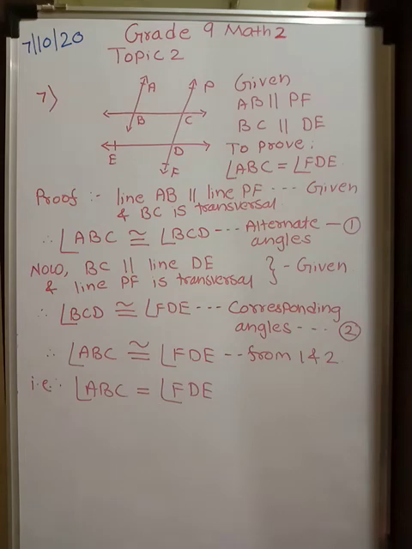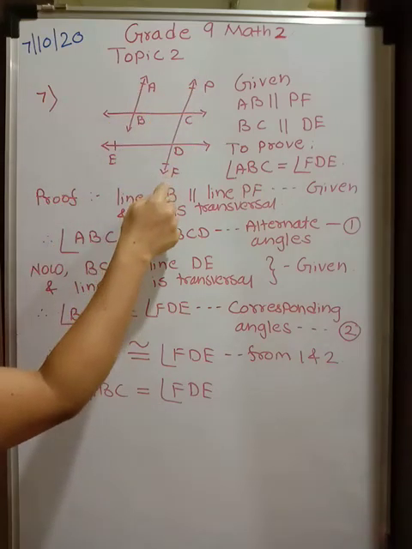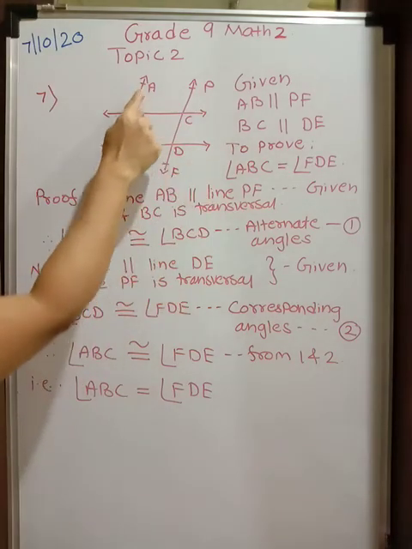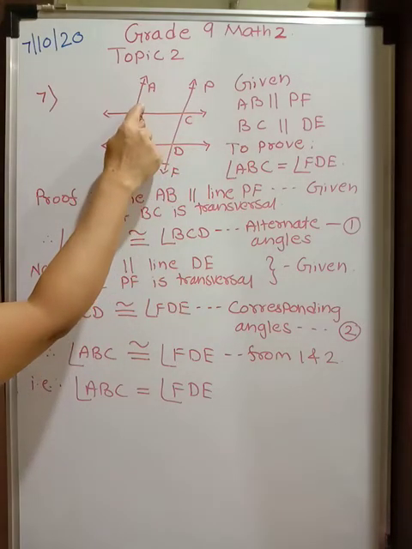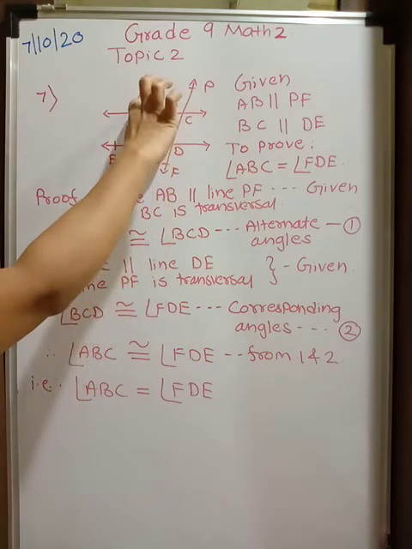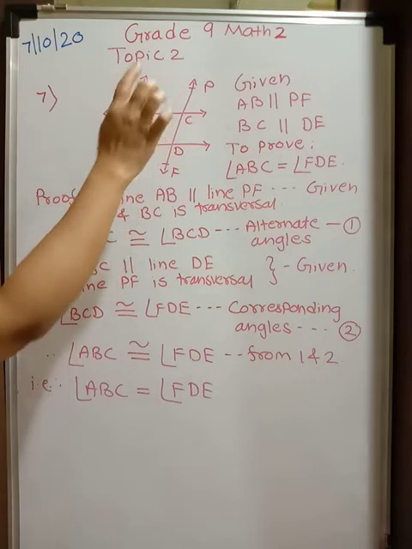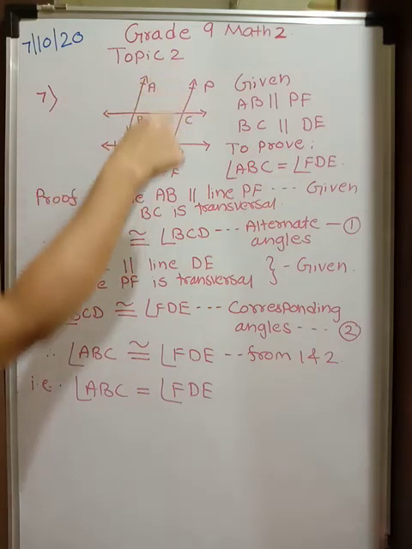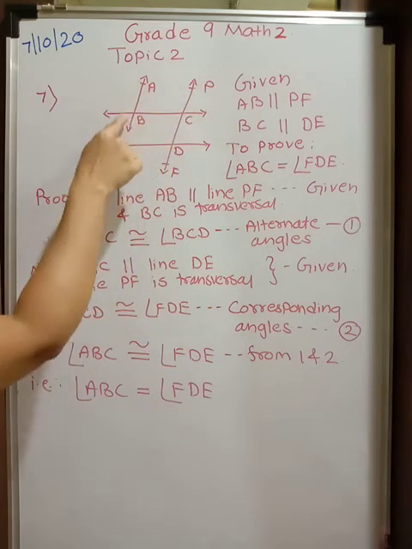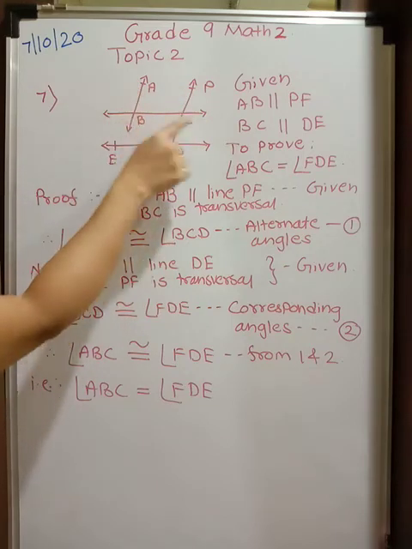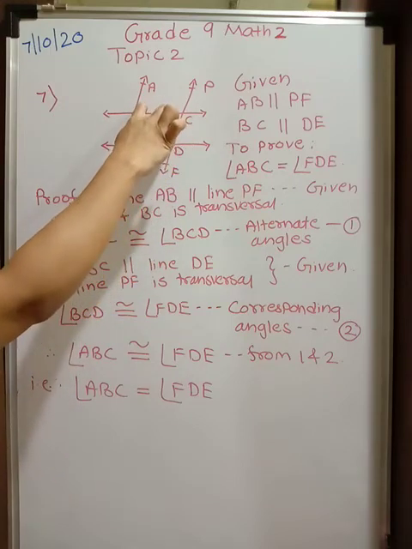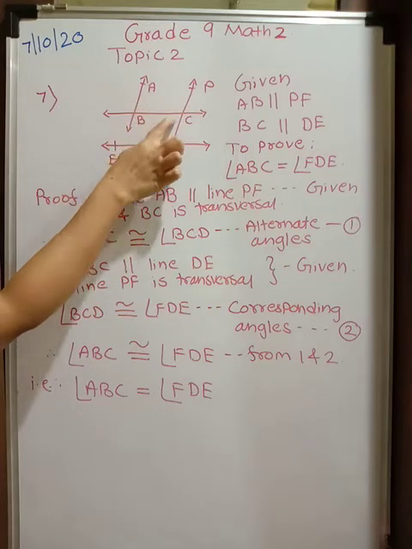Now look at the seventh problem. AB is given parallel to PF and BC is given parallel to DE. And we have to prove that this angle ABC is equal to this angle FDE. So these two angles we have to prove equal. Now see students, first consider AB parallel to PF and BC as transversal. Okay, you imagine. Then we have angle ABC is equal to angle BCD, this. Because these two are alternate angles. So by the alternate angle test, these two angles are equal.